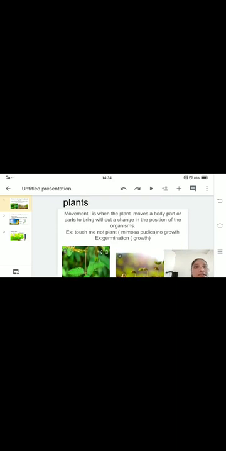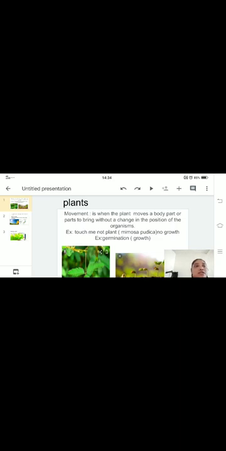Okay, first let us understand what is a movement. As we studied in 9th standard, there is a difference between a locomotion and a movement. In a locomotion, a part of a body moves from one place to another. But in a movement, a plant moves body parts without a change in the position of the organism.